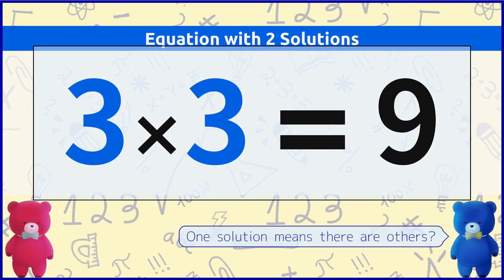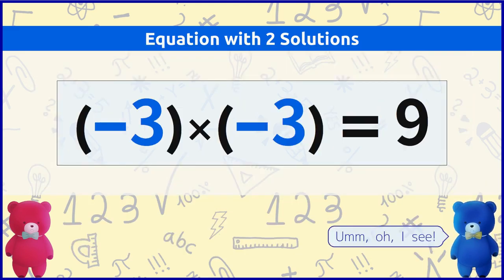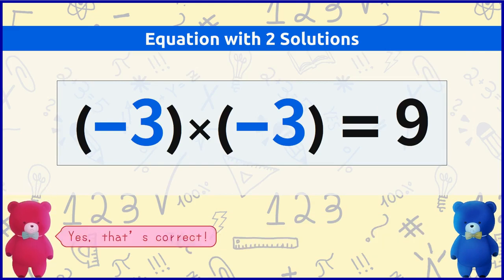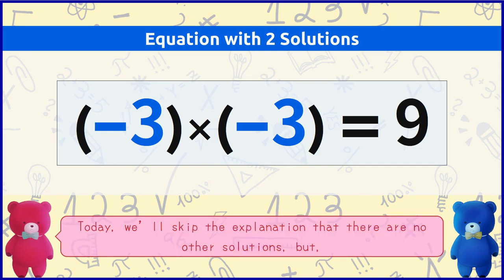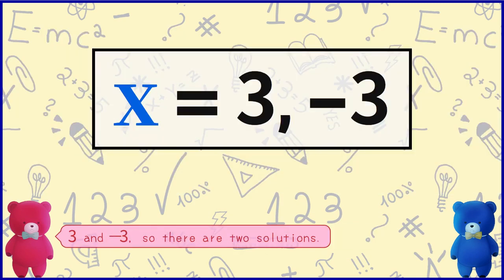One solution means there are others. A hint is that a negative times a negative becomes a positive. Oh, I see. Minus 3 times minus 3 equals 9, so minus 3 is also a solution. Yes, that's correct. Today we'll skip the explanation that there are no other solutions, but to conclude, the solutions for this equation are 3 and minus 3, so there are 2 solutions.